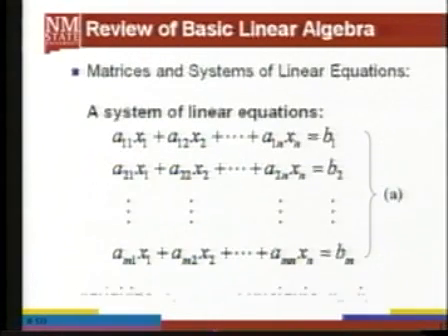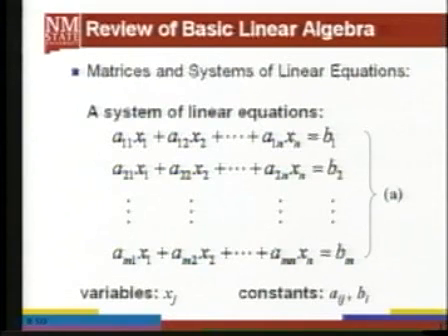Now let's consider a system of linear equations given by A. So in this system of equations, the x sub i's are referred to as variables or the unknowns. Okay? And the a sub ij's and b sub i's are the constants in this case. The set of equations like A is called a linear system of m equations in n variables. So, right? And the solution of a system of linear equations can be greatly simplified by using matrices.